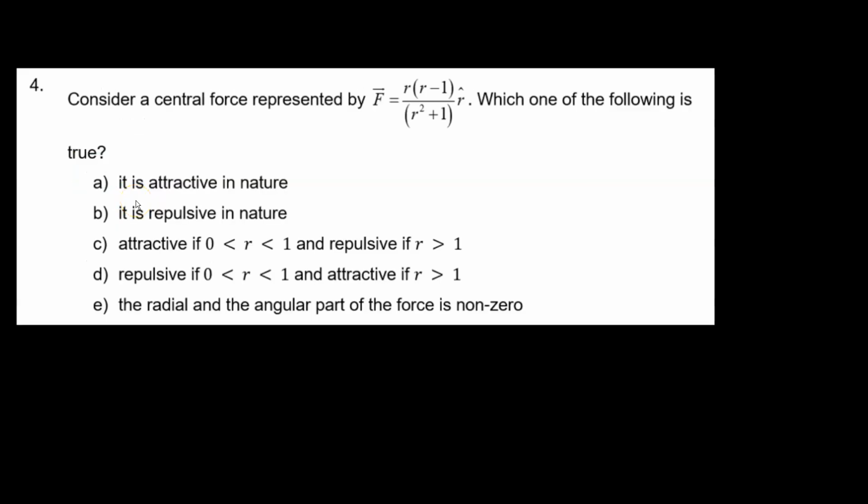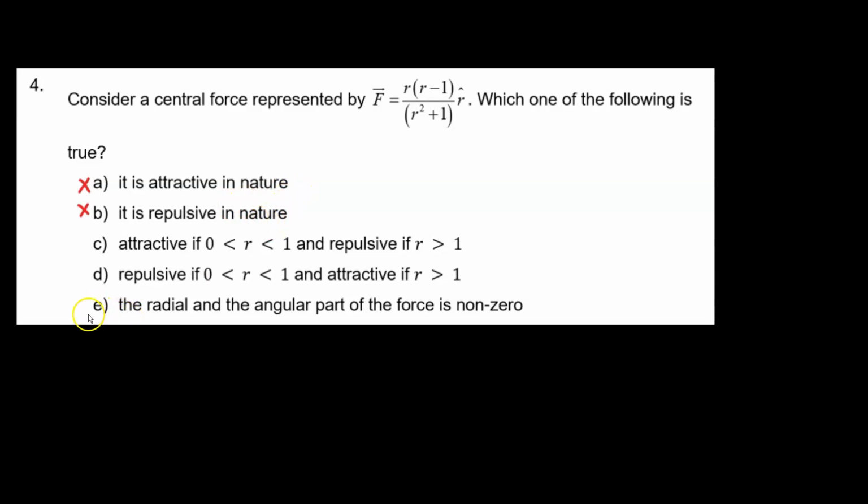Problem number 4. Consider a central force which is given by this particular expression, and we need to check which of the following is true. Now looking at the options, A and B can be rejected. The reason behind this is that until and unless we know about the sign of our force vector, we cannot say if it is attractive or repulsive in nature.